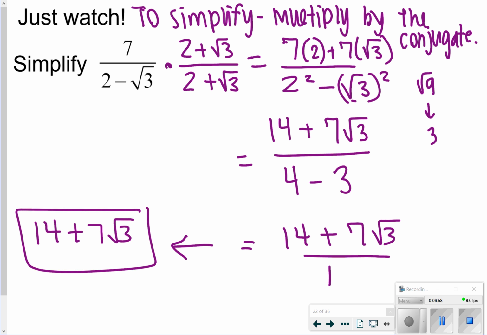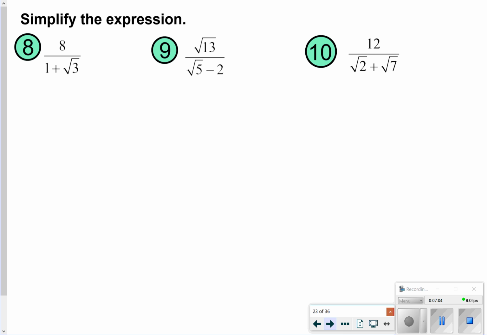Okay? So what we're going to try now is 2 examples simplifying using a conjugate. So here they are. Let's go ahead and try these 3. Sorry, we do have 10 questions. And then see how we do after we're done. So let's go ahead and pause here. Try 8, 9, and 10, and then click play when you're ready to check.